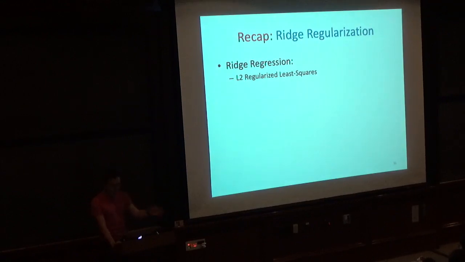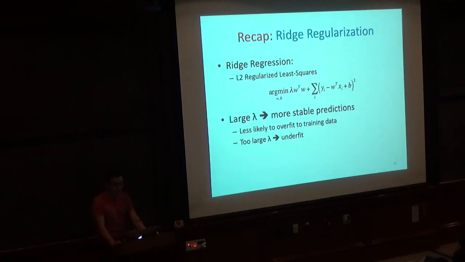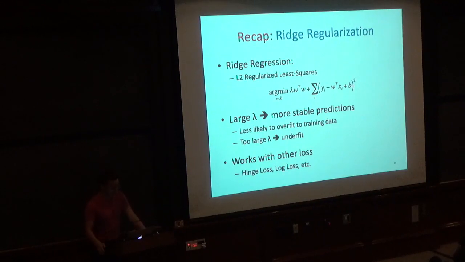Okay, so that was ridge regression, or L2 regularized least squares regression. This is the learning objective. Large lambda leads us to have more stable predictions. When lambda equals infinity, the W vector becomes 0, and so all we're learning is the bias, which is the average of the y's on the training set. So if lambda is too large, we're going to underfit the data. And of course, this works with other loss functions too. If you replace squared loss with the hinge loss, you get back support vector machines.